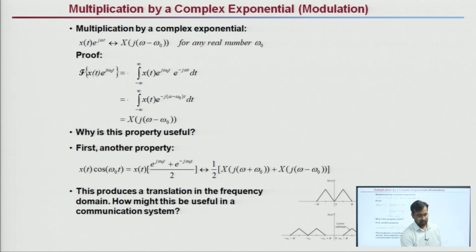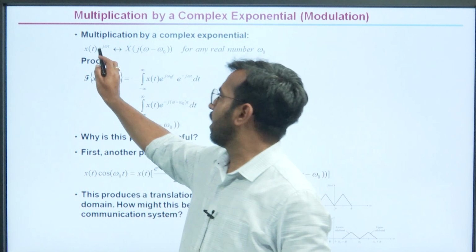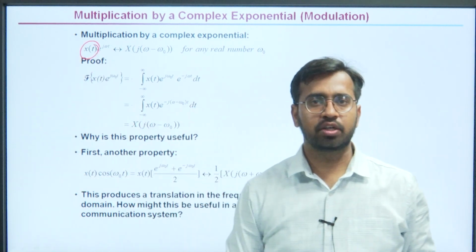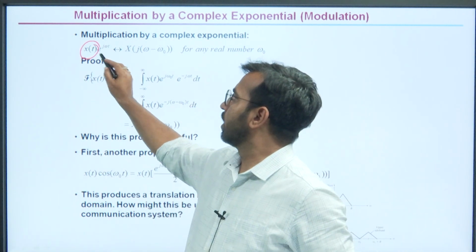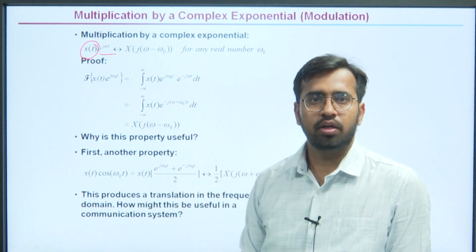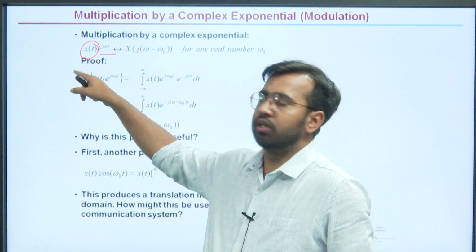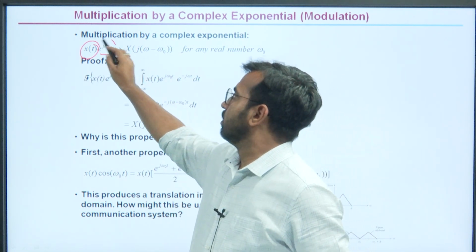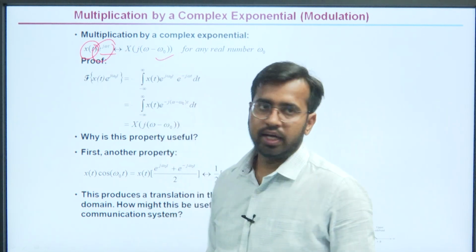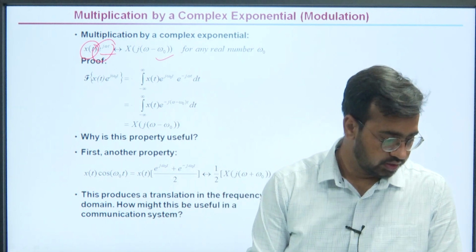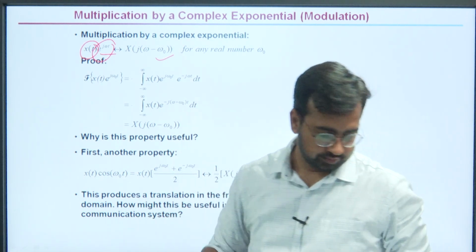Next is basically multiplication by a complex exponential. Earlier we multiplied the input by some time function. Now we are multiplying the signal by a complex exponential. So, what is the result? The result is X of j omega minus omega naught.